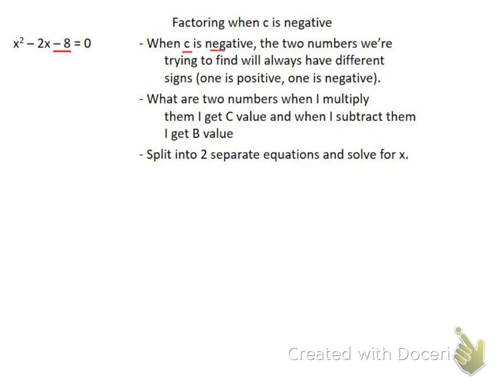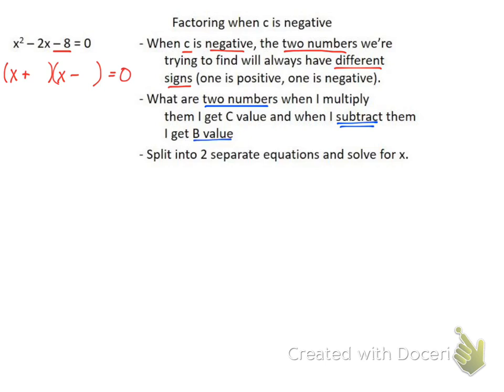So when c is negative, the two numbers that I'm looking for will always have different signs. So one's positive and one's negative. So I can go to my parentheses, and I can just go ahead and put in x plus and x minus, because I know that one's plus and one's minus. And then here's the one that's a little bit different: the two numbers that I'm trying to find, I want them still to multiply to get my c value, so multiply to get me 8, but then I want them to subtract to get my b value.